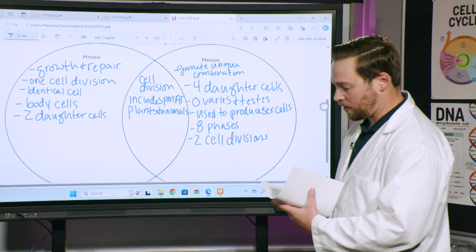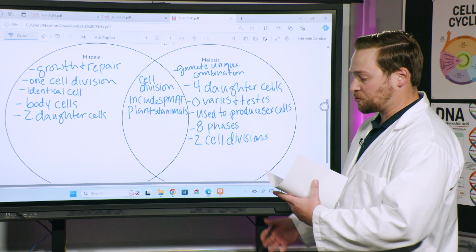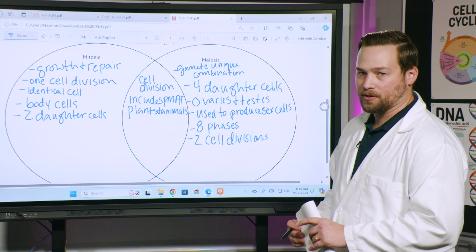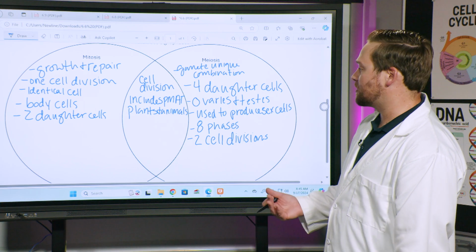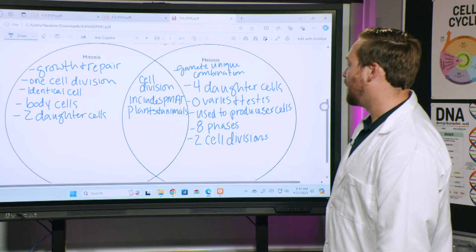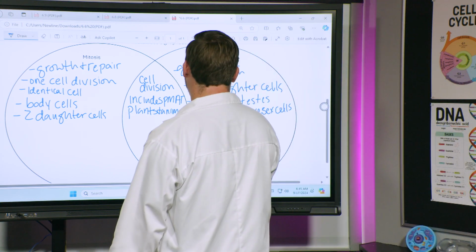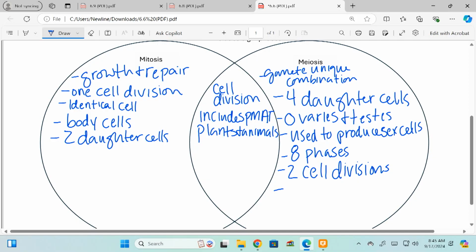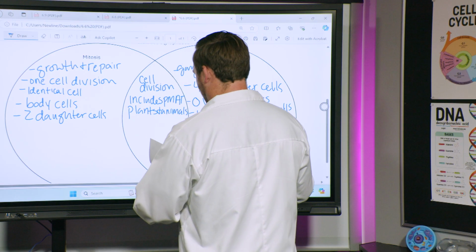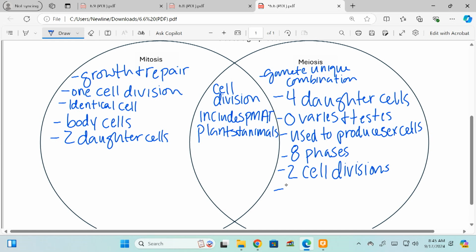Okay, great work. The next one says half the chromosomes as the parent cells. So which one of these results in cells that have half the number as what we started with? That's going to be the meiosis over here. So half the chromosomes as parent cells.